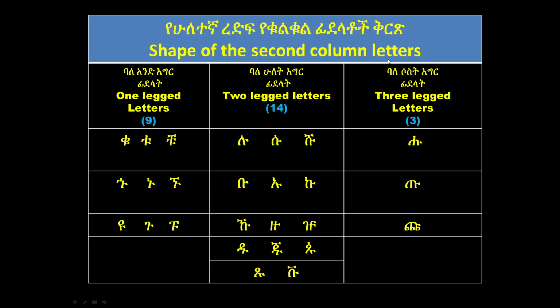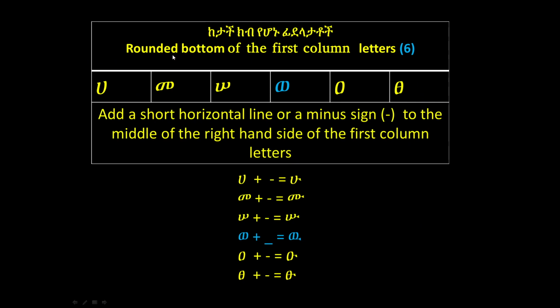Shape of the second column letters. This is after converting it from the first column letter by adding a minus sign to the middle of the first column letters. This is the rounded bottom of the first column letter, so the rule applies to this with the exception of wu. So when you add the minus signs in the middle, as you can see here, ha plus the minus sign will give us hu. Ma plus the minus sign will give us mu, and so on. Tsa plus the minus sign will give us tsu.